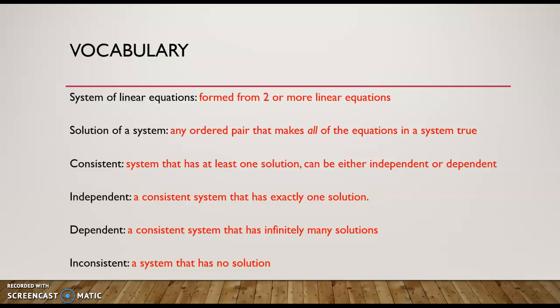Here's some vocabulary. We're going to talk about systems, solutions, consistent, independent, dependent, and inconsistent systems. So pause, write, push play again when you are ready. And I am moving on.